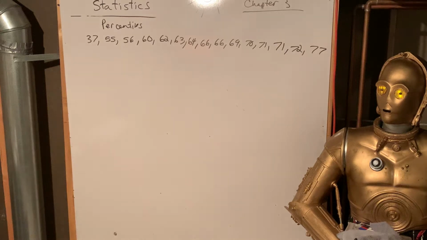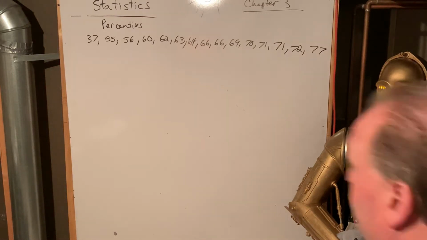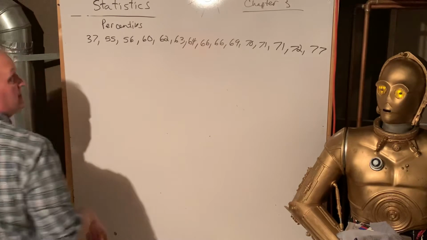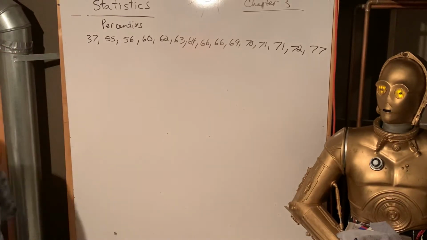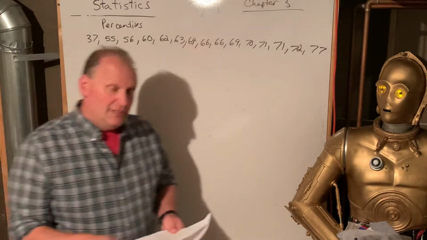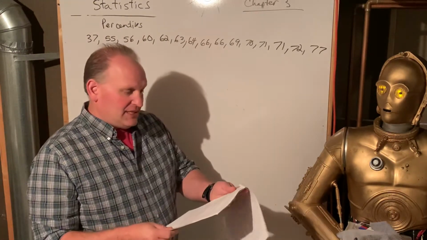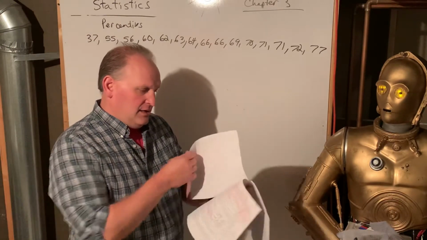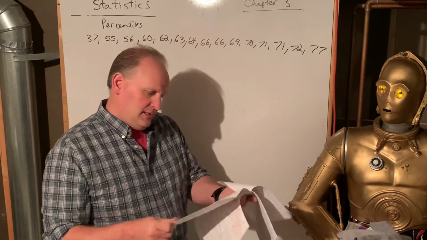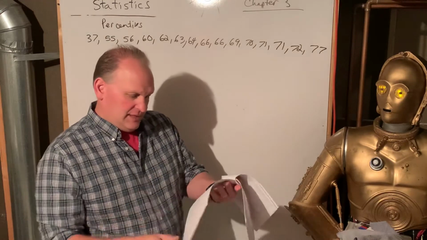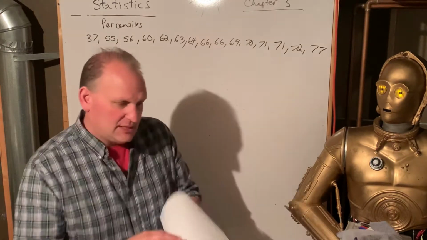Right, we're back. We're looking at basic statistics. This is chapter 3, and let's take a look, shall we, at percentiles. So percentiles are where you are, where your score falls amongst a group, amongst a class.